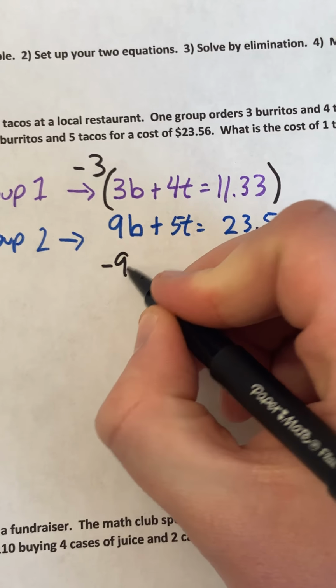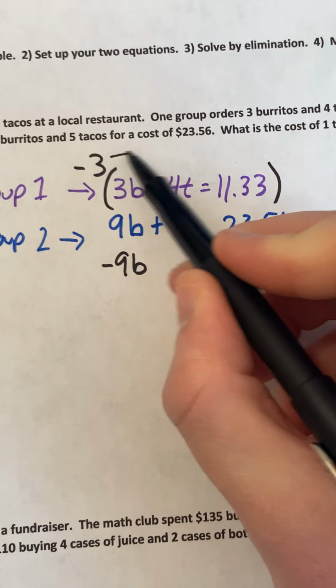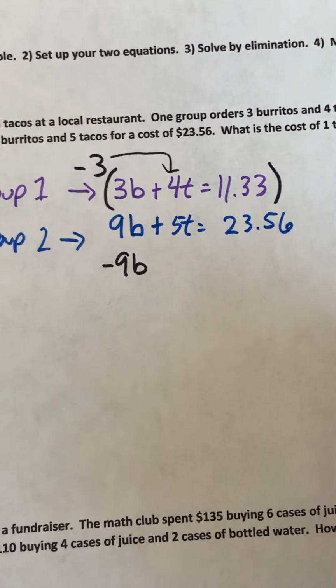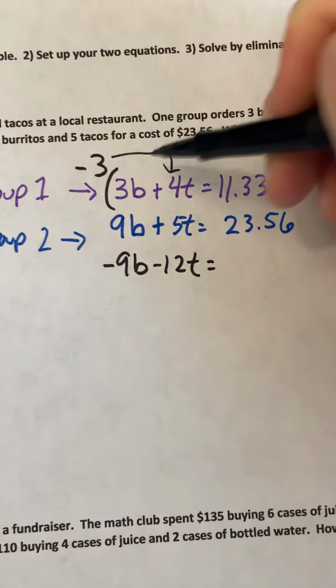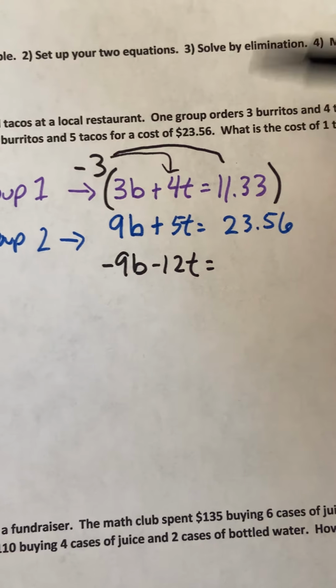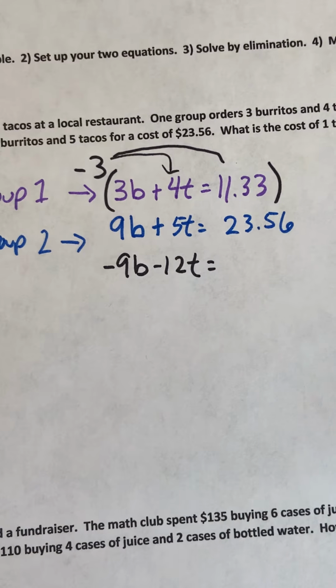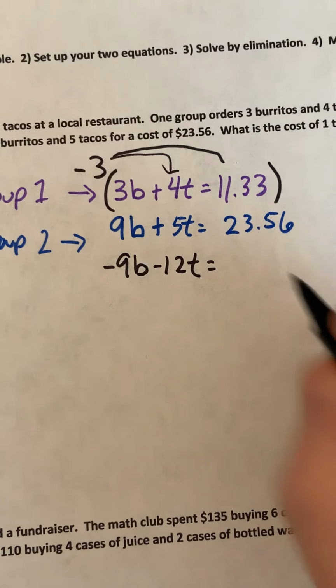This is a -9b. -3 times positive 4t is a -12t is equal to, and I'm going to distribute this -3 to the 1133. I'm going to put that in my calculator just to make sure. So 1133 times -3, my calculator tells me -3399.